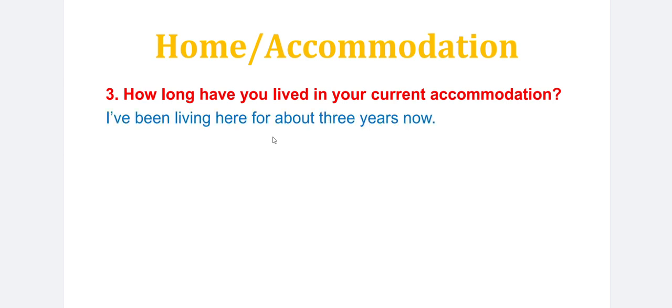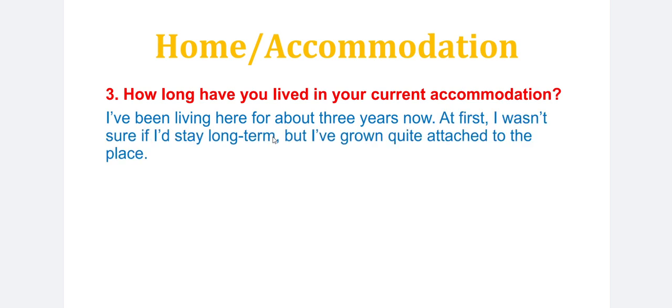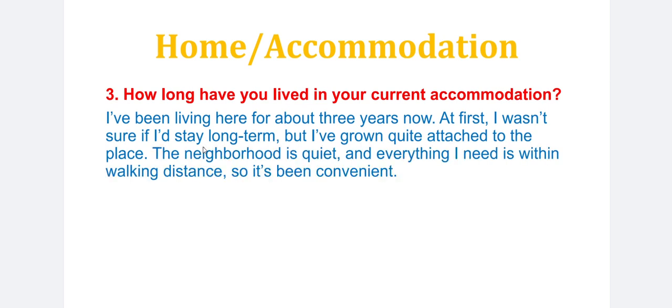I have been living here for about 3 years now. At first I wasn't sure I'd stay long term, but I've grown quite attached to the place. The neighborhood is quiet and everything I need is within walking distance. So it's been convenient. So here we are telling the examiner the time period that we have been living here, like for 3 years, for 5 years.